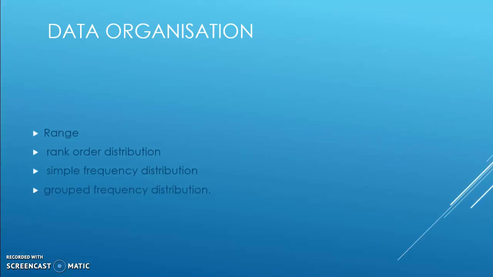Data organization. There are 4 stages of analyzing quantitative data that I'm going to be researching. The first stage is organizing data. Organizing data consists of different parts, which are range, rank order distribution, simple frequency distribution, and group frequency distribution.